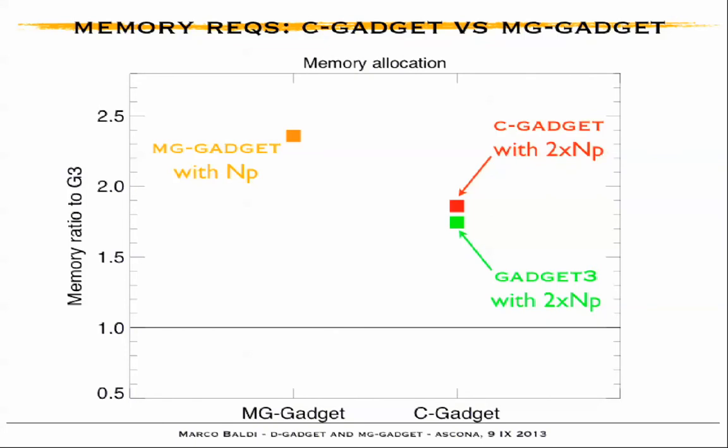So probably the most relevant issue when you compare these codes is the memory allocation. These codes require allocating much more memory than a standard simple lambda CDM, dark matter only simulation. What you see here is the ratio to Gadget-3 again of MG-Gadget with N particles. The line here is a standard Gadget simulation with N particles. What you see here is the same thing, same particles, but with MG-Gadget, still in the general relativity limit. So you see it's 2.5 times more memory you need. The situation is a bit better with C-GADGET because most of the additional memory that you need is because you're running with twice as many particles. So the additional overhead is relatively small.